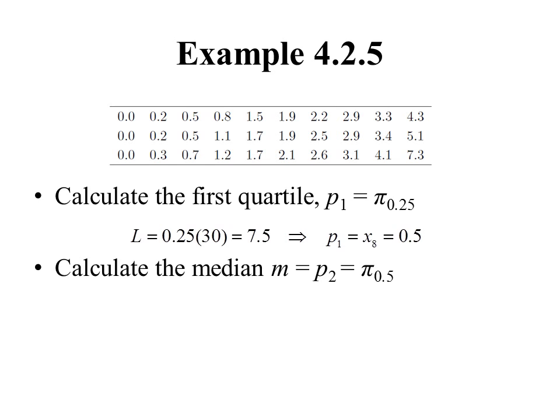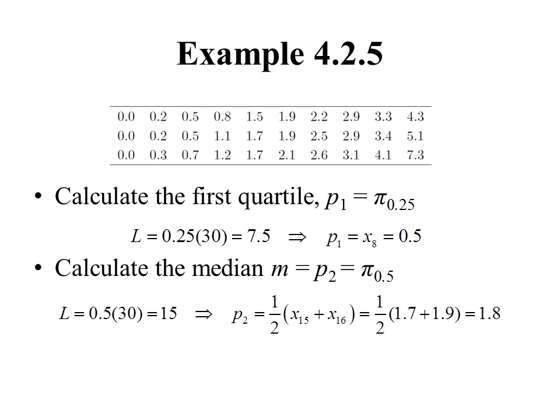Let's calculate our median, denoted m, also p2, also π sub 0.5. We're going to follow the same basic steps. We're going to calculate L, which is n times p. Now notice that comes out to be a whole number, 15. And so our median is going to be the average of the 15th and the 16th data value. Okay, so let's find the 15th and the 16th. So there's 3, 6, 9, 12, 15. This right here is our 15th data value, and this is our 16th data value. So we're going to add those up, divide by 2, and there's our median, 1.8.